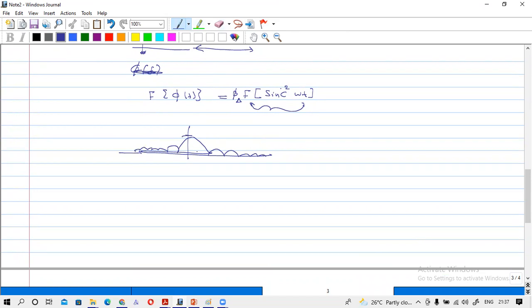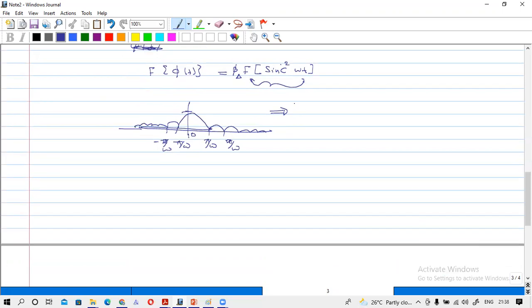This is 0. Here it is pi by omega, here it is 2 pi by omega, here it is minus pi by omega, here it is minus 2 pi by omega, and so on. So what is the Fourier transform of this function? Actually we can't directly derive it. Here we are not going to derive it, because it is not necessary at this time.